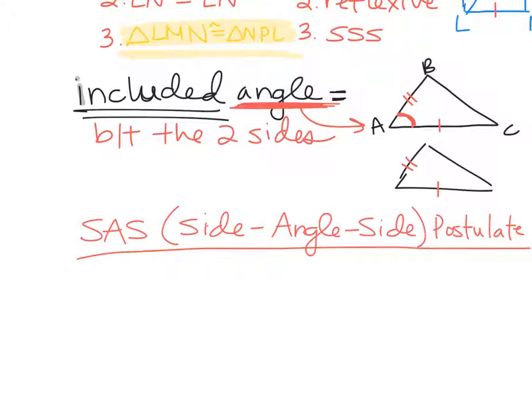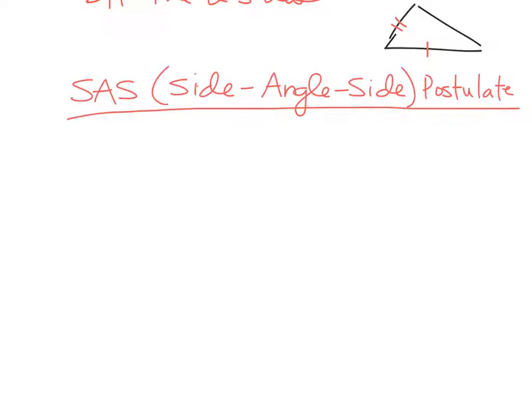Okay, so the SAS postulate says if you have two sides and the included angle of one triangle that are congruent to two sides and the included angle of another triangle, then those two triangles have to be congruent. There is no way to come up with a triangle that has SAS congruence that is not congruent, okay?